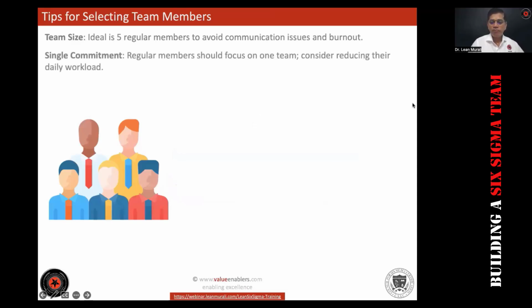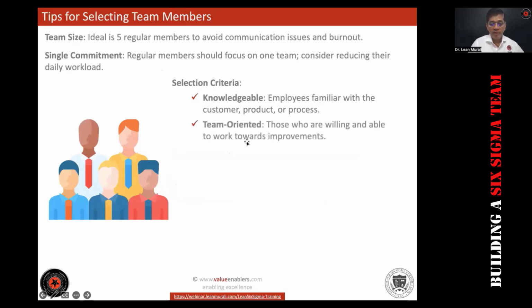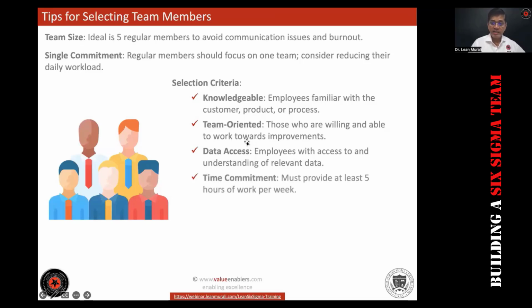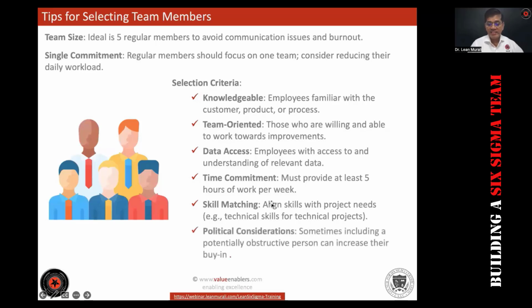Regular members should focus on one team, and you should consider reducing their workload. It should not be an additional load for them. Single commitment, we call it. And they should be knowledgeable, team oriented, have access to the data, and be able to understand and comprehend the data. They should commit their time to it, have necessary skills, and some other consideration, like political consideration, I call it.